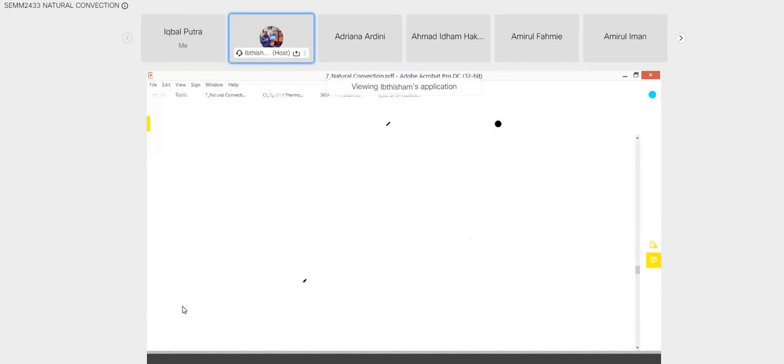For a horizontal plate, you have two different cases, depending on where your hot surface is. If your hot surface is on the top, you use this one. If your hot surface is on the bottom, you use this correlation. So make sure you define your hot surface.